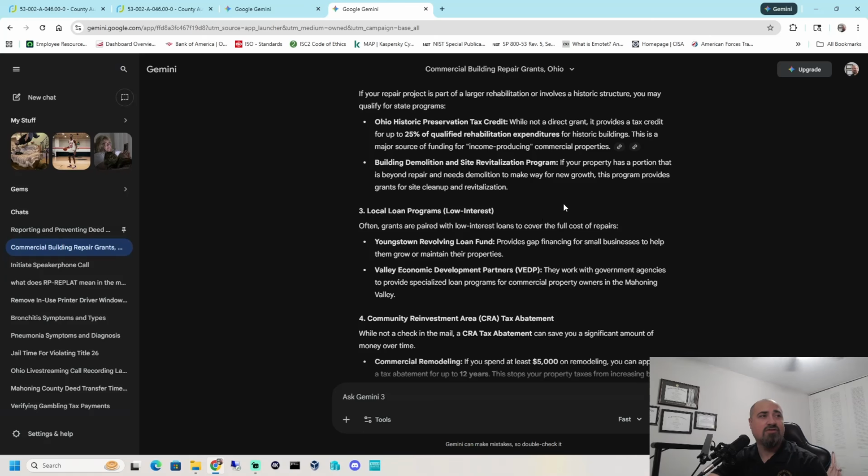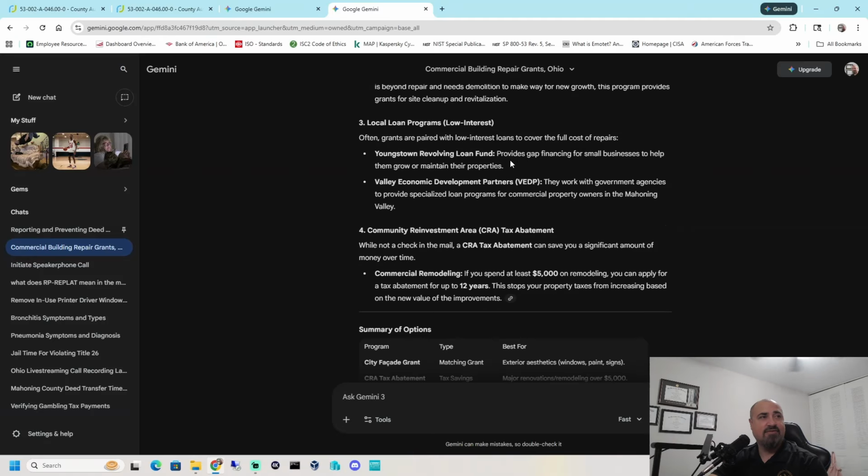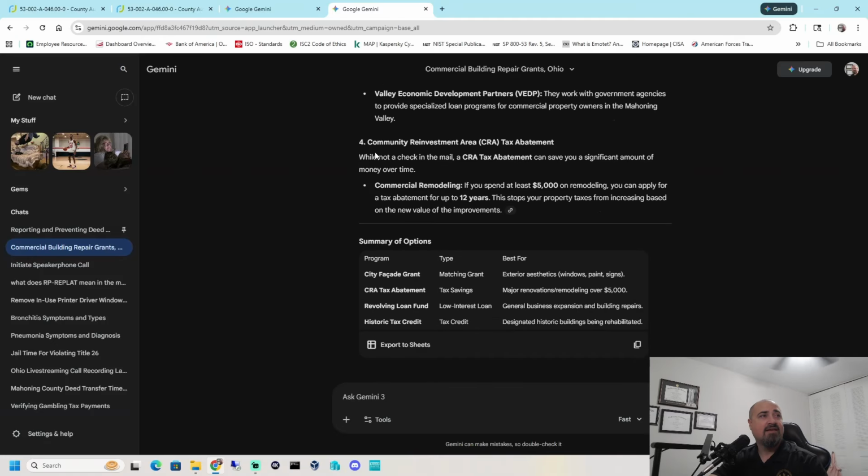So there are local loan programs. Grants are often paired with low interest loans to cover the full cost of repairs. Youngstown Revolving Loan Fund provides gap financing for small businesses to help them grow and maintain their properties. This is not going to work in his favor. He needs $300,000, and this just says low interest loans, which doesn't seem like it's going to cover that. Valley Economic Development Partners work with government agencies to provide specialized loan programs for commercial property owners in the Mahoning Valley. Community Reinvestment Area Tax Abatement.